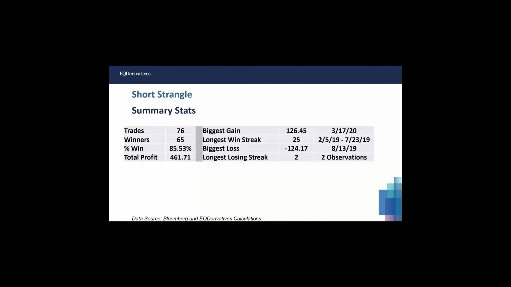The longest win streak was really nice. There were a couple of losing streaks. We have a higher win percentage because you're just selling and taking in premium. You've got a much wider range of potential profitability. And the total profit is very nice as well. But again, that big loss of 124 points, that's a $12,417 loss. In intraday, I think it was even worse.